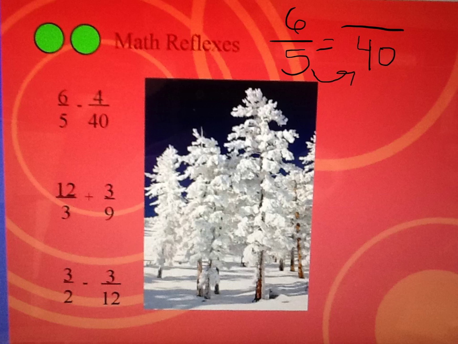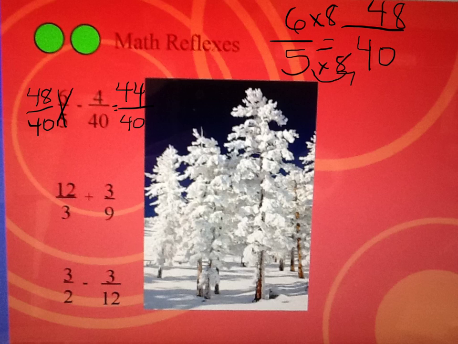So how did we go from 5 to 40? We multiplied it by 8. We need to do that to our numerator as well, which is 48. Now we can replace this fraction because we made it equivalent, 48/40ths. We have the same denominator, and now 48 minus 4 is 44. You should see that there is a whole number in there because our denominator is smaller than our numerator.